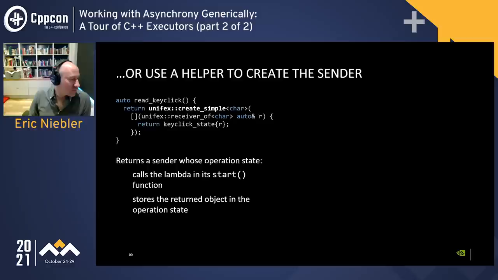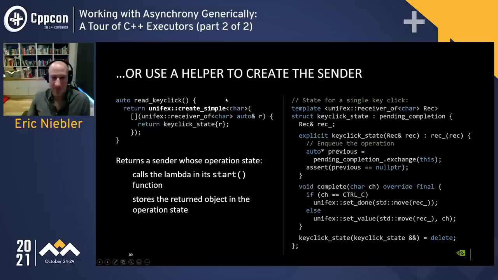I haven't yet showed you what key click state looks like, but it's going to look somewhat familiar. It's going to look like our previous operation state. It's going to implement pending receiver. It's going to store a reference to the receiver now, the reference that it has received from this lambda when it was created. And now the constructor of this state is what's actually going to do the enqueuing.